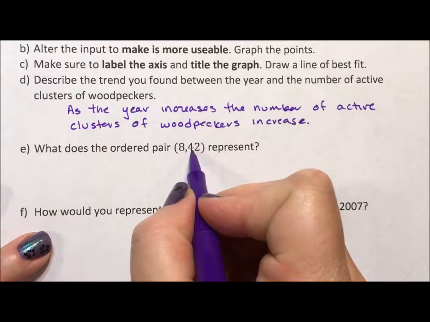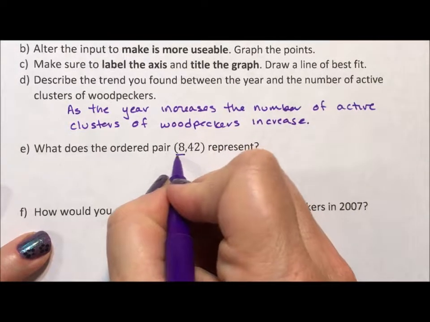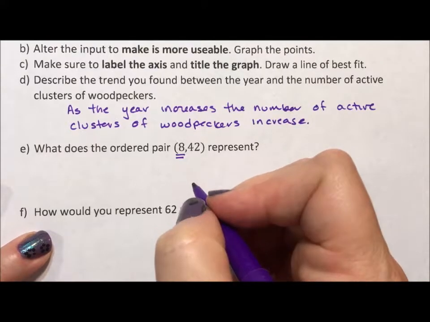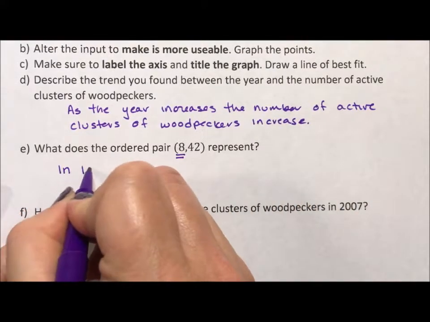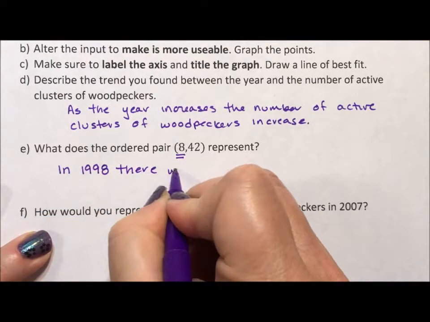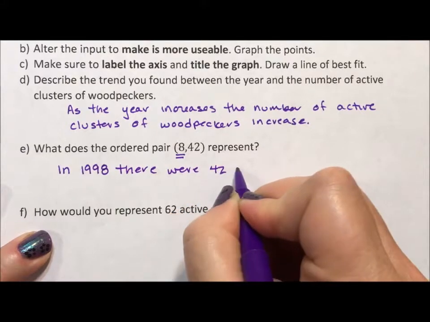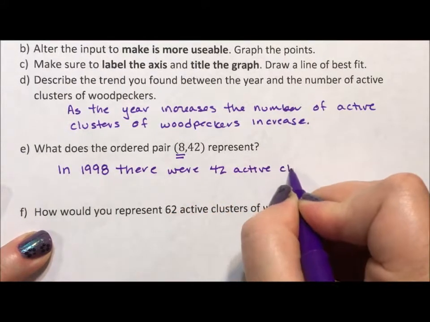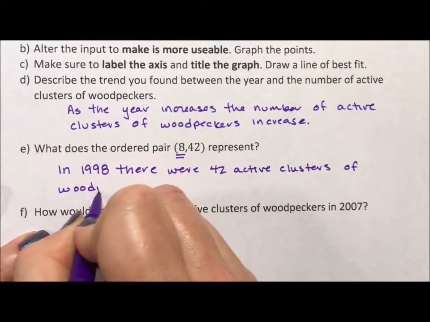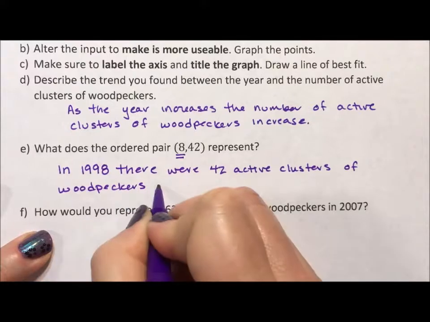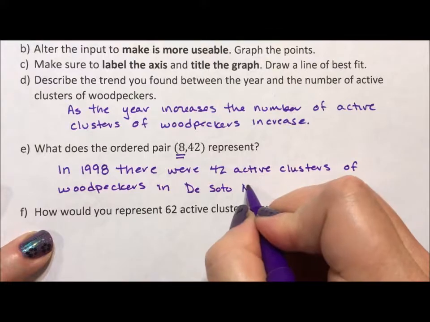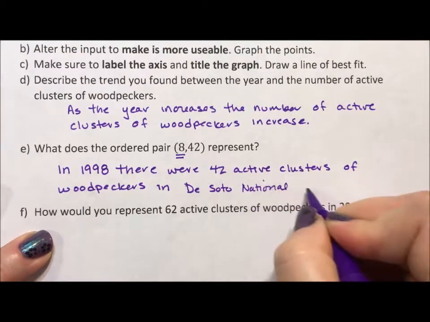What does the ordered pair 8, 42 represent? Again, this is years since 1990. Don't say 8 years since 1990. Nobody speaks that way. In 1998, there were 42 active clusters of woodpeckers in DeSoto National Forest.